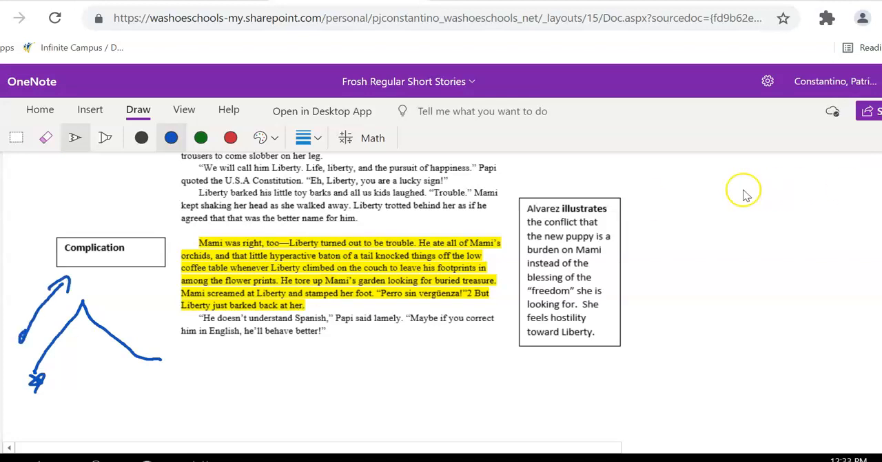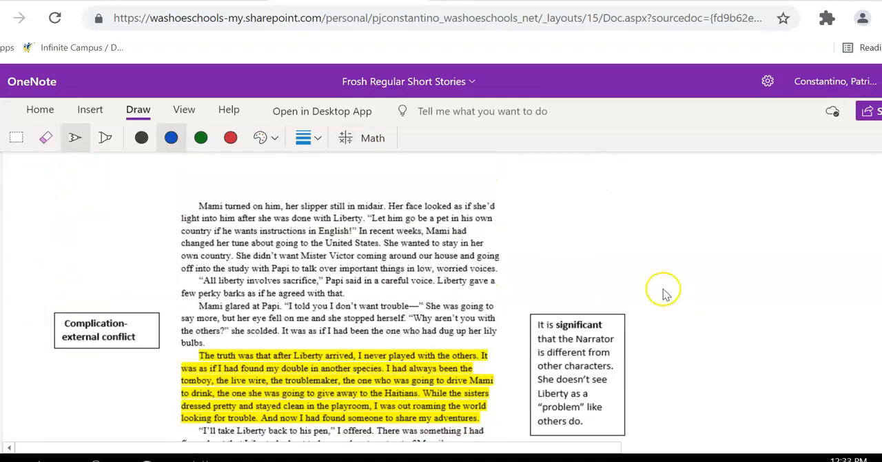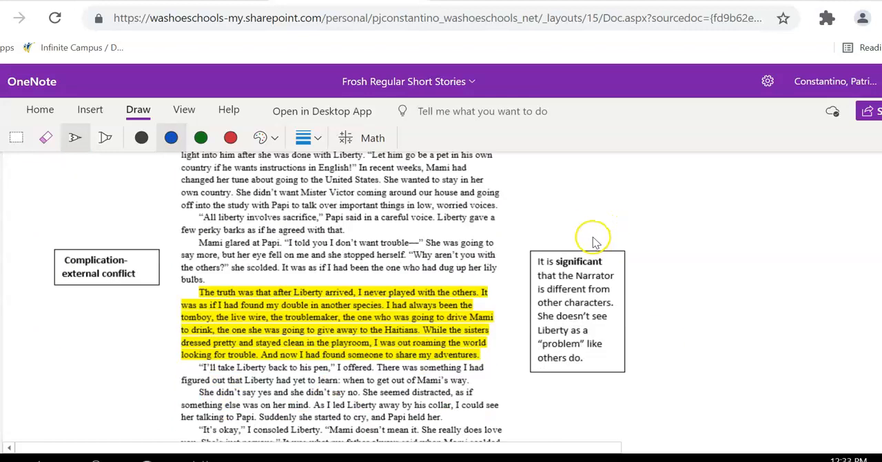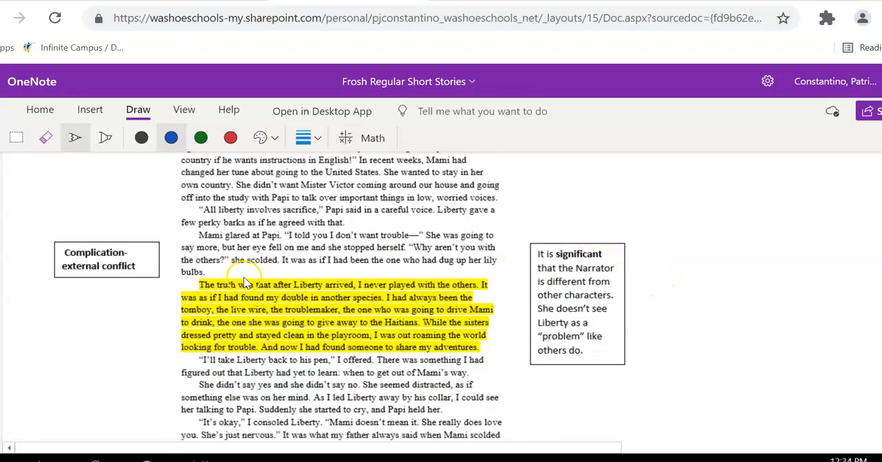Okay, and so again, I have the author plus a verb, an action word that's strong to show what she's doing, and then the because part. So Alvarez illustrates the conflict that the new puppy is a burden on Mammy instead of the blessing of freedom she is looking for. She feels hostility toward Liberty. So I see a little complication there. The mom's not sure what to think about this dog that's named what she really wants, which is that liberty and that freedom in the United States. Okay, go to the next page.